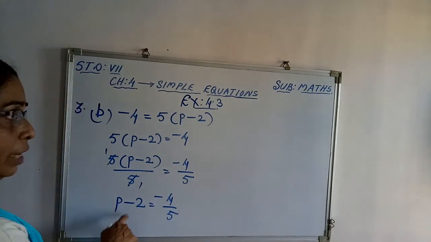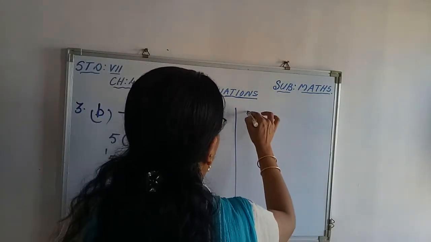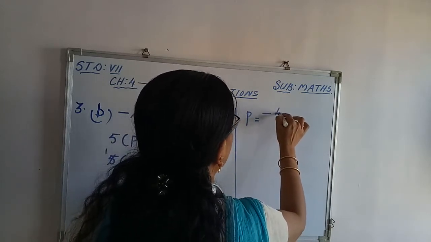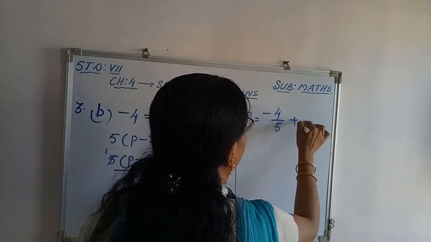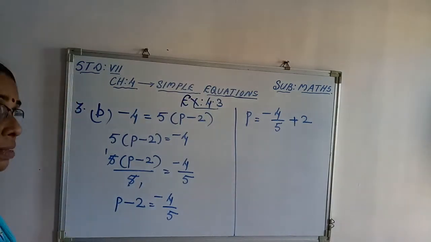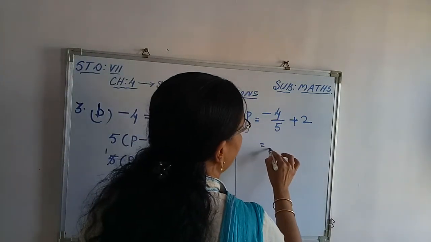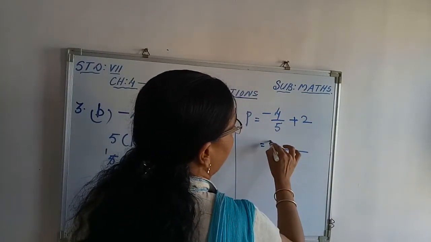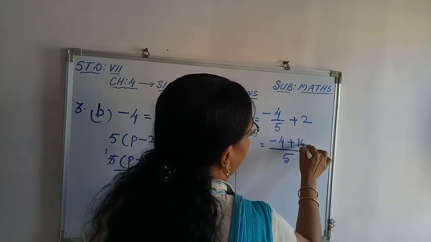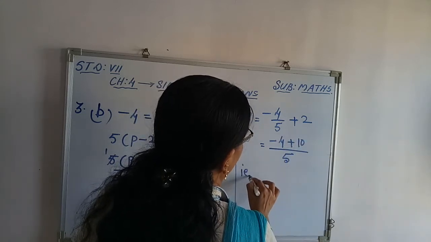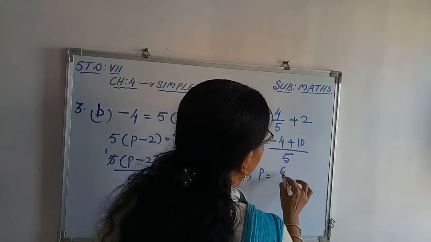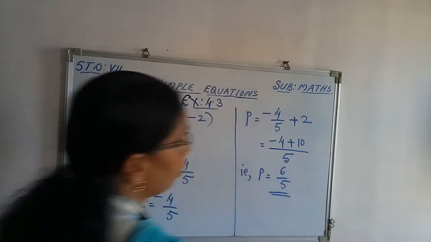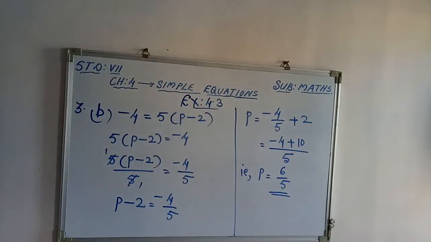So transposing minus 2, P is equal to minus 4 upon 5 plus 2. Transposing, the sign will change. So that we get again LCM 5, minus 4 plus 10. That is P is equal to 6 upon 5. So what's the answer? Thus P is equal to 6 upon 5 is the required solution.